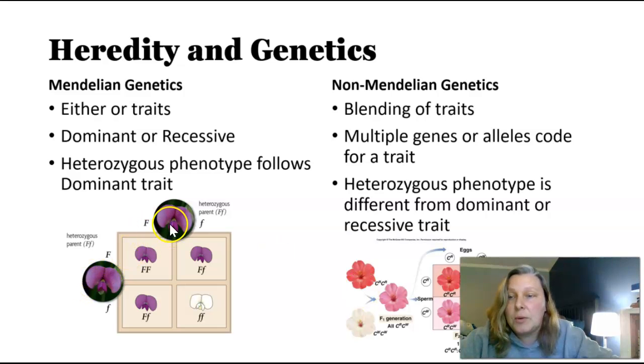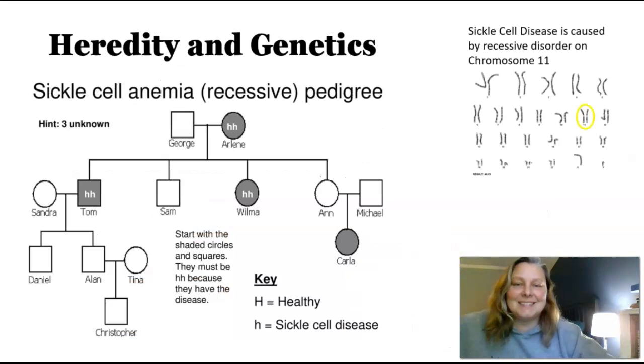So where over here we didn't get a light purple flower, we either had purple or white. That's what we mean by either or. Over here with non-Mendelian genetics, you have a red flower mixed with a white flower and you get pink. And then oftentimes if you mix 2 pinks, then you'll see the white and the red show back up.